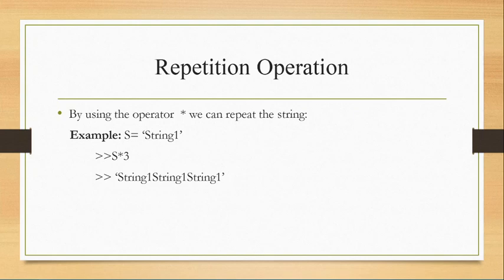Repetition operation in string. Repetition of that particular string can be obtained by using star, which we generally use as the multiplication operator for numbers, and which can be used for repetition of a string. As you can see in this example, s is equal to string 1. If I use the repetition operator, it will give me the repetition of the string 3 times, the number of times the number mentioned.